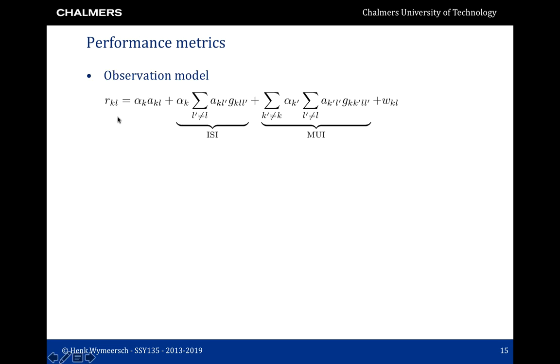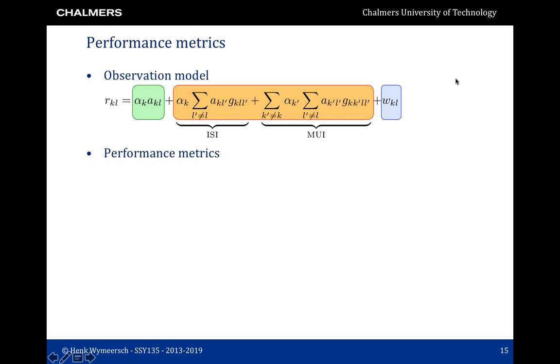Let us now look at some performance metrics for multi-user communication. So this is our now generic observation model. The signal received for user K at time slot L is the useful contribution, plus possibly inter-symbol interference, plus possibly multi-user interference, plus noise. So we have three parts: useful, interference, and noise.